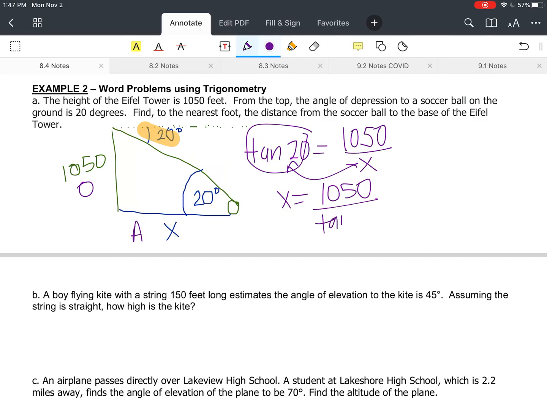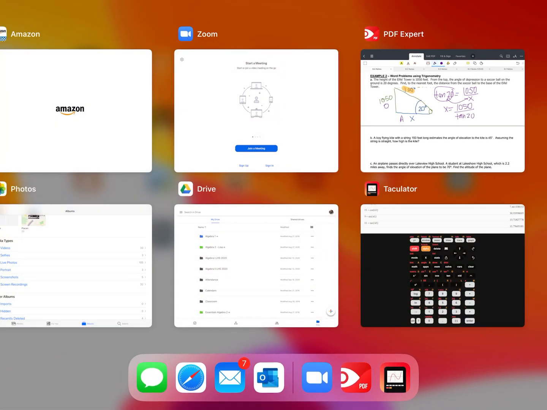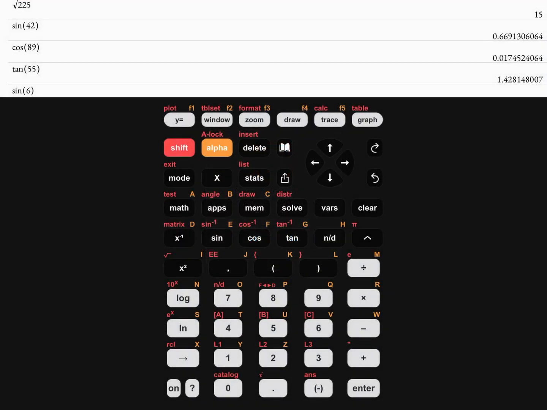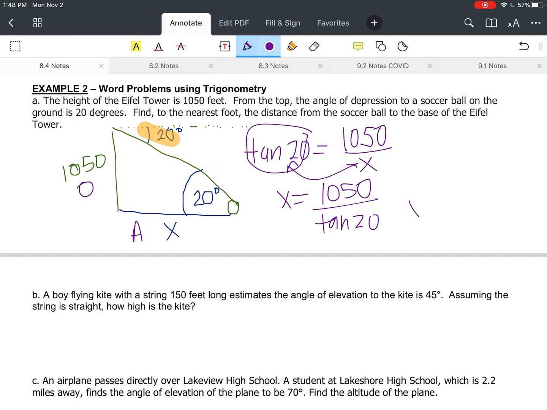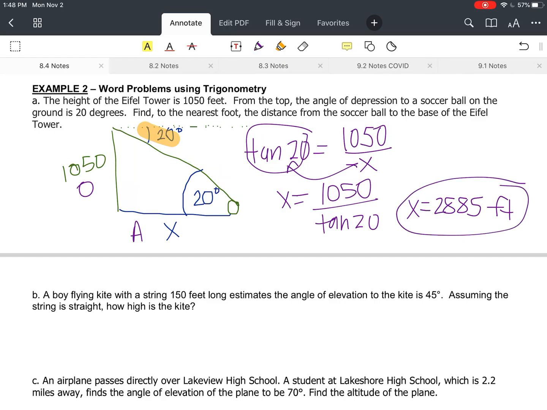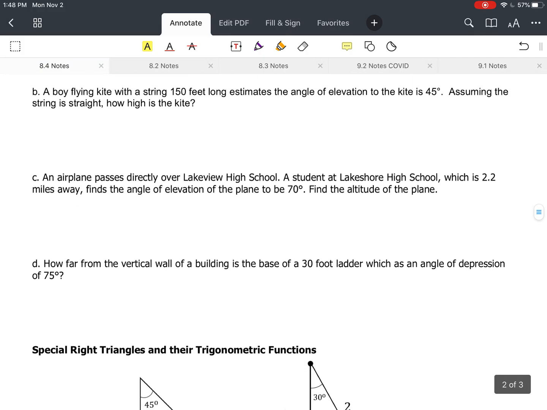X is in my denominator, so for a denominator you switch and divide. So x is going to be 1050 divided by tangent 20. We can put that in my calculator. Please make sure, if you haven't checked already, that your calculator is in degrees. 1050 divided by tangent 20. Rounding to the nearest foot, 2884.8 will round up to 2885. So x is going to be 2885 feet for the value of x.